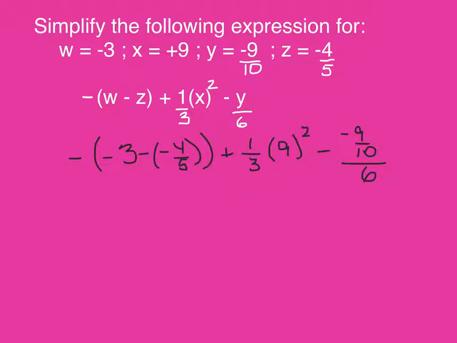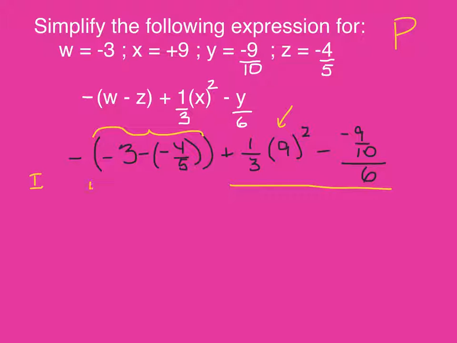Okay, so as always, we start out with parentheses. Ignore these parentheses because that's just separating one thing from the next. So I'm going to start with this right here. I'm going to ignore all of this for now. So I've got 3 minus negative 4/5. So, of course, I need to use my graphic organizer.